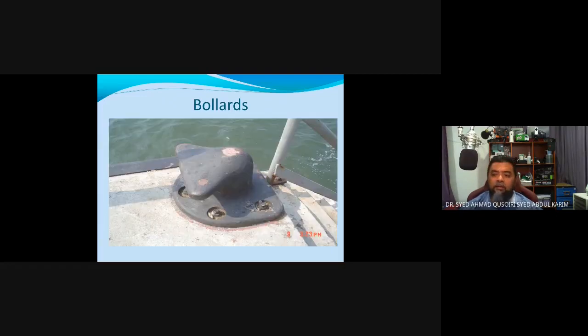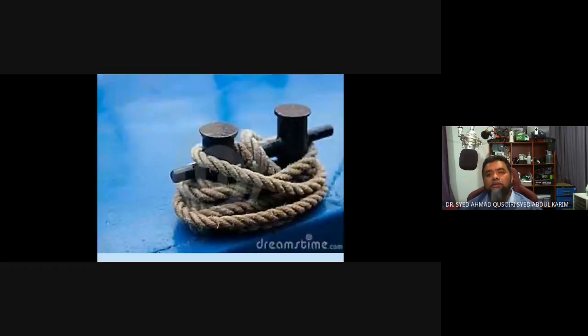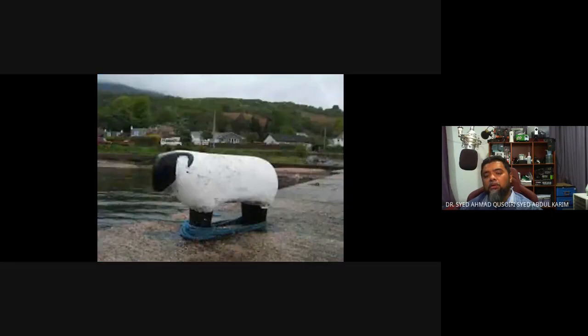So this is an example here of the bollard. Here you can see that it's made out of steel and being securely fastened to the concrete jetty. So this is another example. These are usually at the ships. And yeah, this bollard is just trying to be a bit creative. Okay, so is this.